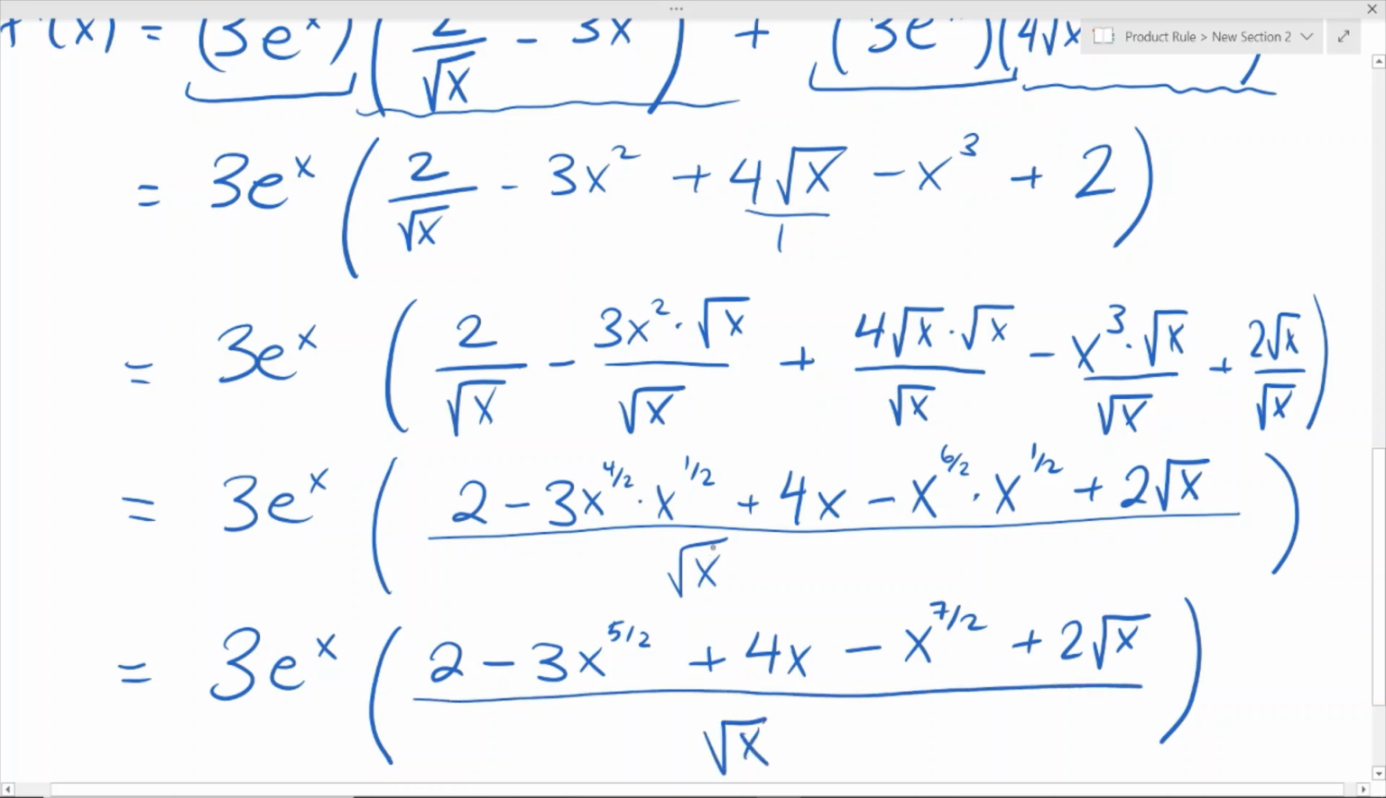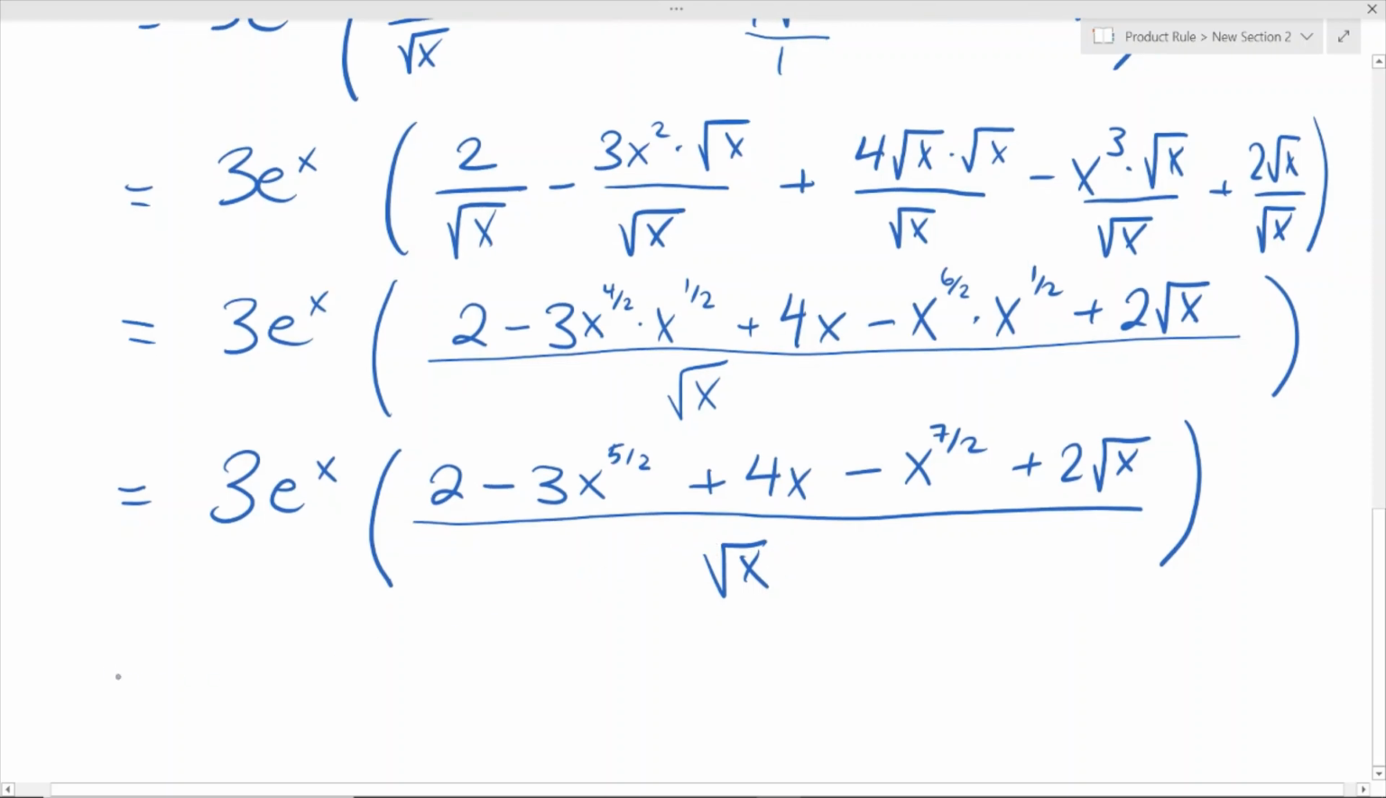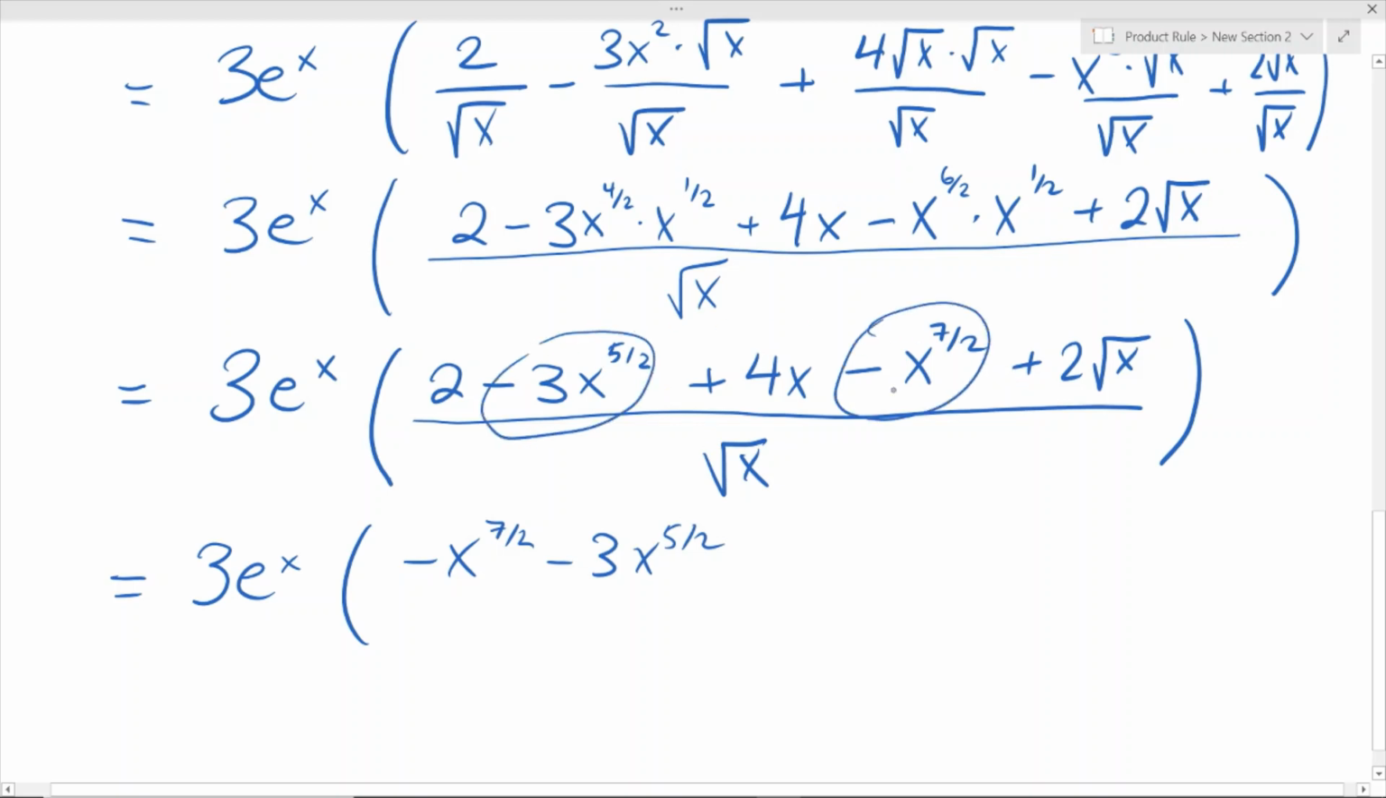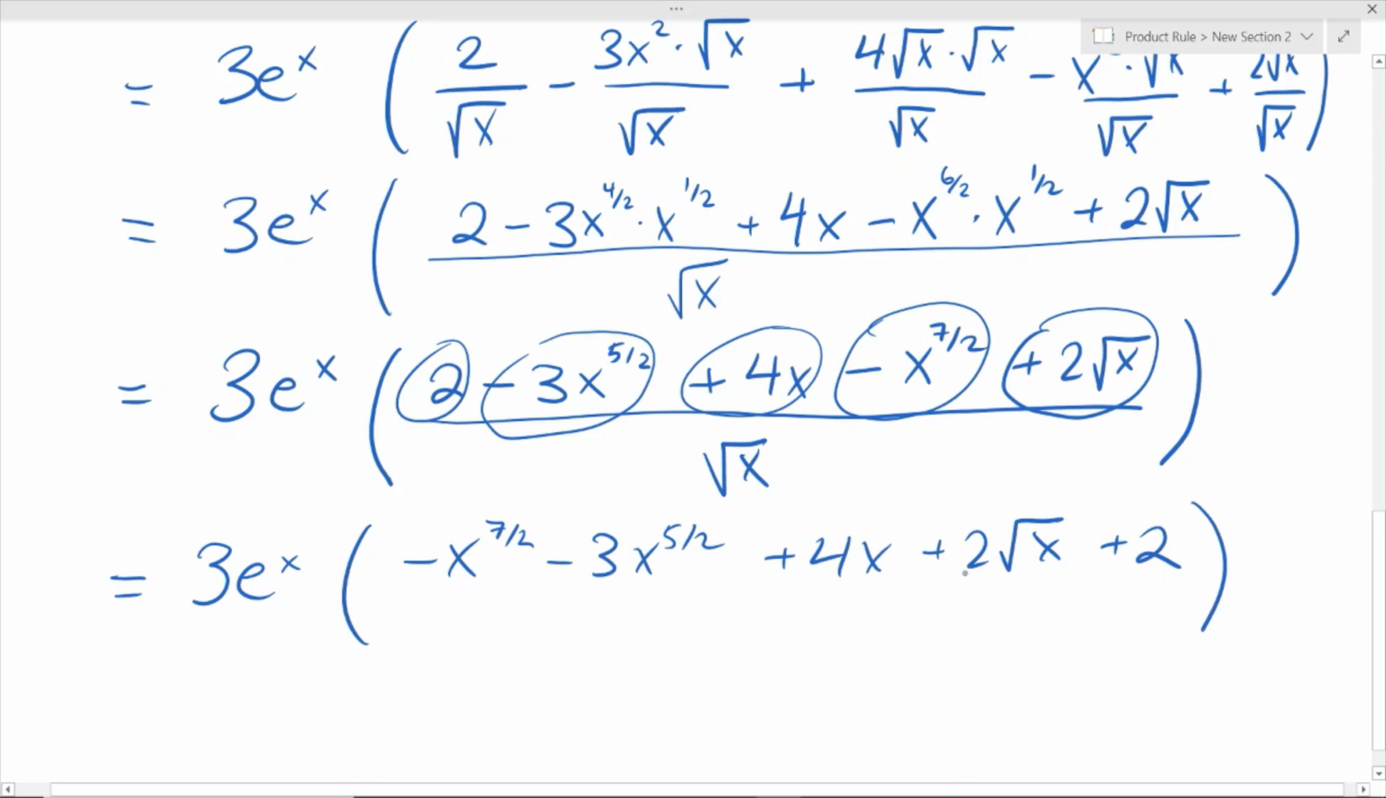as shown right here. So now, carrying on to the next step, what we have is we can basically reorganize, put the powers in descending order, so I'm just going to do that. So I'm going to write negative x to the exponent of 7 over 2 first, then negative 3x to the exponent of 5 over 2. So here I got rid of this, and then plus 4x, get rid of this, plus 2 times square root x, plus 2 right here. This is all over root x.